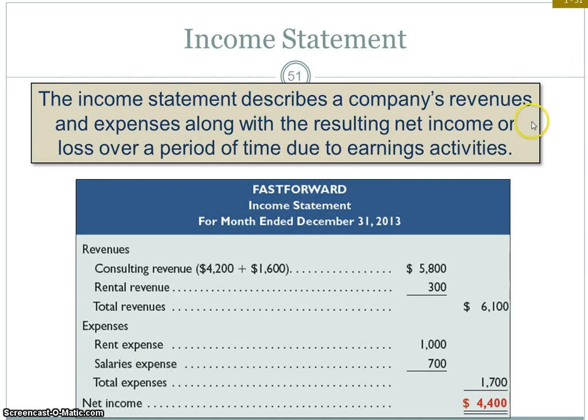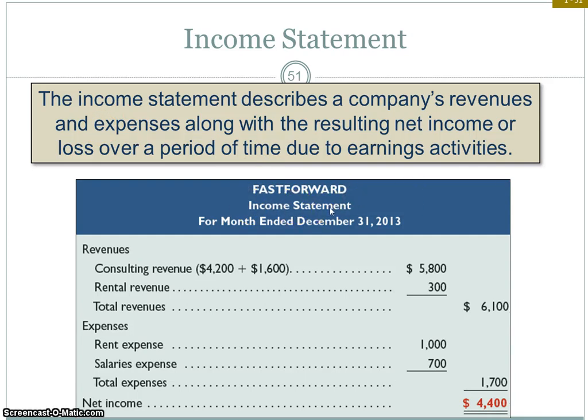Here's an example of the income statement. Notice it says Fast Forward. I can already tell that this is a sole proprietorship. How? Because if it was a corporation, it would say incorporated or corporation or some designation. If it was an LLC or partnership, it would say that. But here it just says Fast Forward. It tells me it's a sole proprietorship.